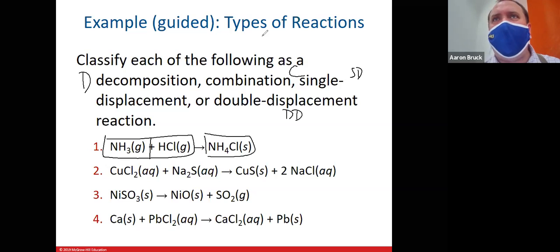Anytime I see a single product, my immediate reaction should be, this is a combination reaction. If I only have one product, then all of the things that were reactants must have combined to make that one product. This is a combination reaction.